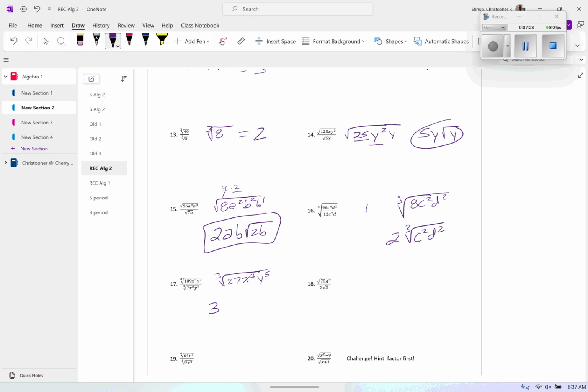Third root of x to the third is x. I'm going to break y to the 5th down to y to the third, y to the second. So third root of y to the third is y. And then I'm left behind with third root of y squared.